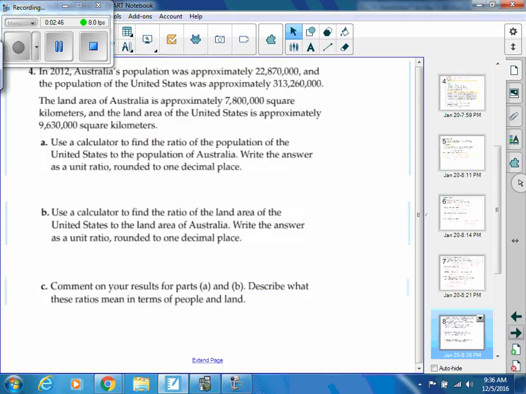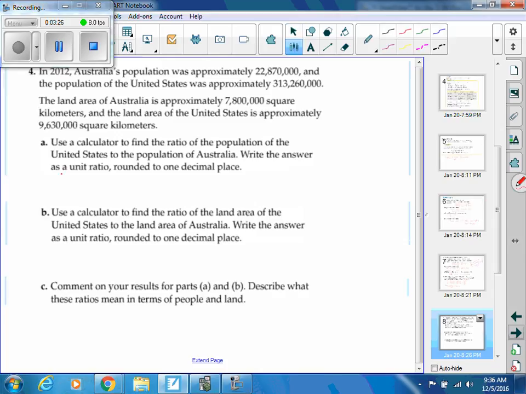Number 4, in 2012, Australia's population was approximately 22,870,000, and the population of the United States was approximately 313,260,000. The land area of Australia is approximately 7,800,000 square kilometers, and the land area of the United States is approximately 9,630,000 square kilometers. So A, it says use a calculator to find the ratio of the population of the United States to the population of Australia. Write the answer as a unit ratio rounded to 1 decimal place.